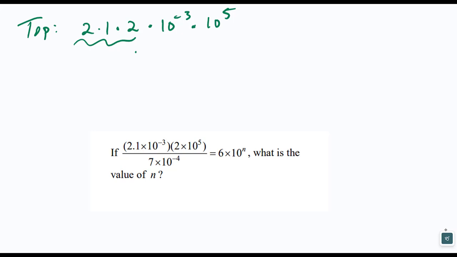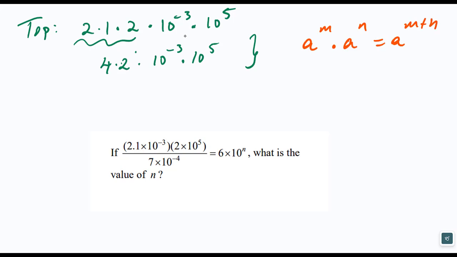2.1 times 2 is simply going to be 4.2. So if that's 4.2, I'm going to have 10 to negative 3 times 10 to the 5th. Now, looking at this, if we do a quick recall, if I have a to m times a to n, using the laws of exponents, this is simply going to be a to m plus n. So this is going to be 4.2 times 10 to 2, because negative 3 plus 5 is simply going to be equal to 2. All right, so this is my top.